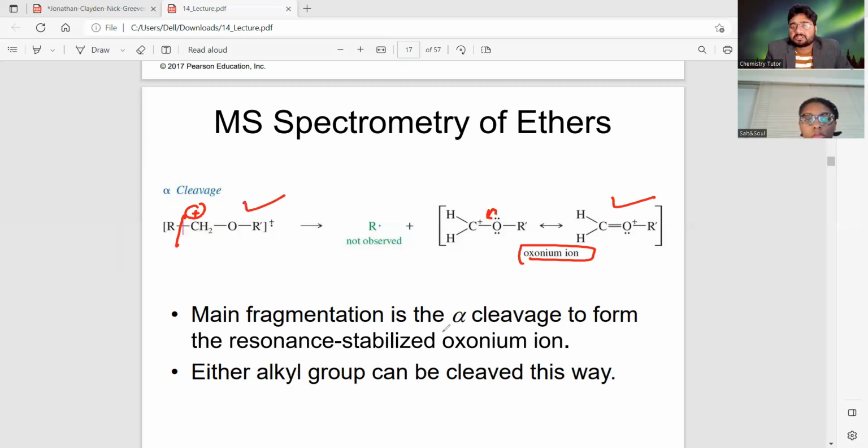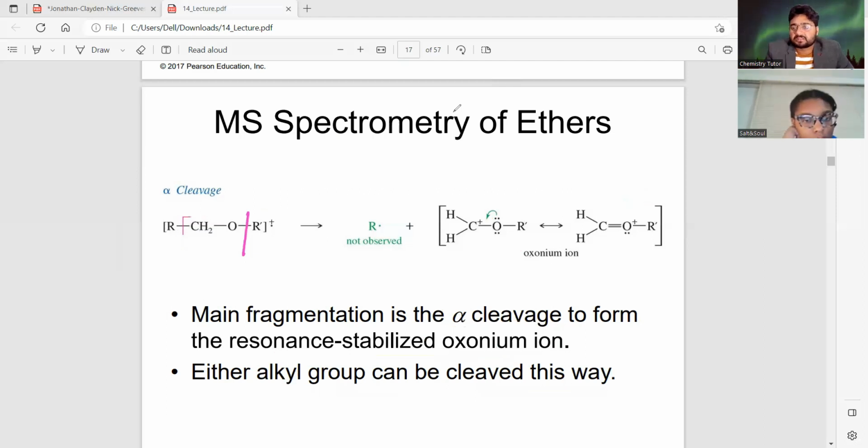So the main fragmentation is the alpha cleavage to form a resonance stabilized oxonium ion. If the fragment is resonance stabilized, then its intensity is high, and normally it will be the base peak in the mass spectrum. So the ether alkyl group can be cleaved in this way, and we can cleave this alkyl group as well.